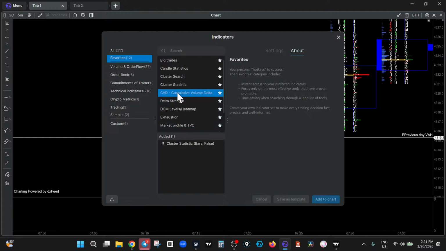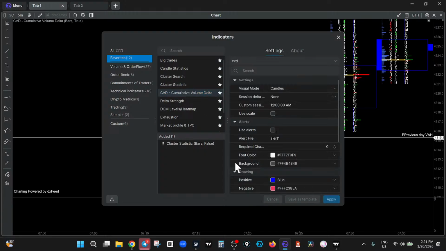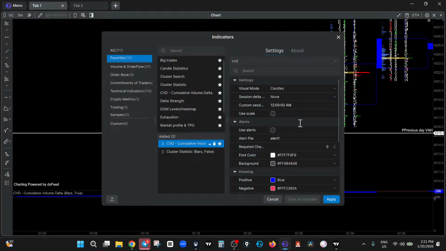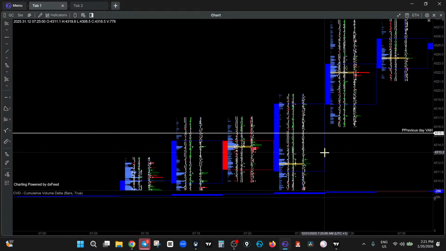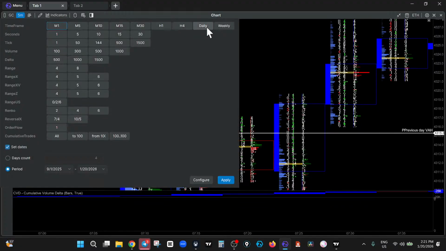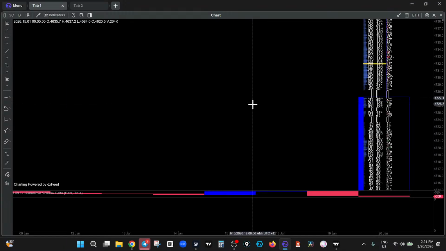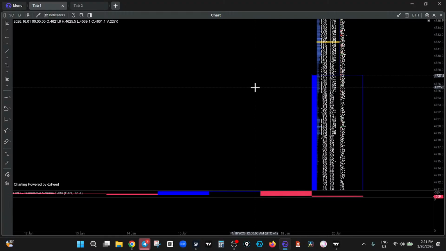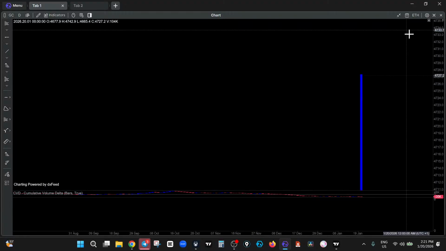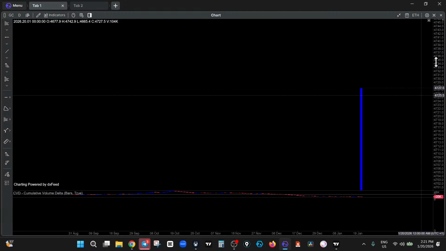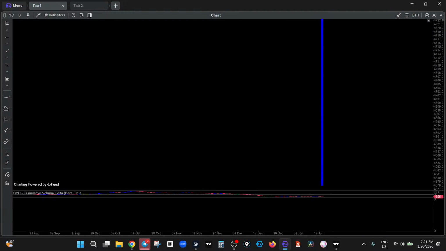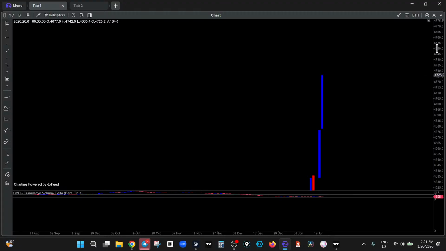The next one I'm going to talk about will be cumulative volume delta. All right. So let me slap that in. Back to daily, and back to normal candlesticks. You can see the daily is very huge. So let me change it to candlesticks. Now with the cumulative volume delta, you can use that to spot divergence.